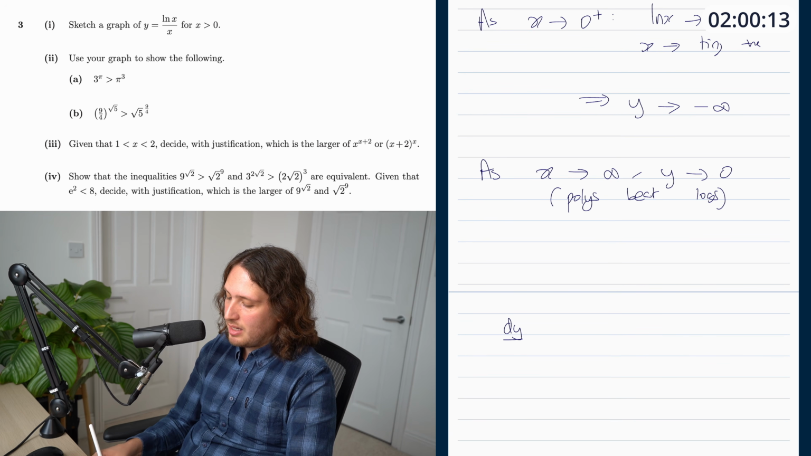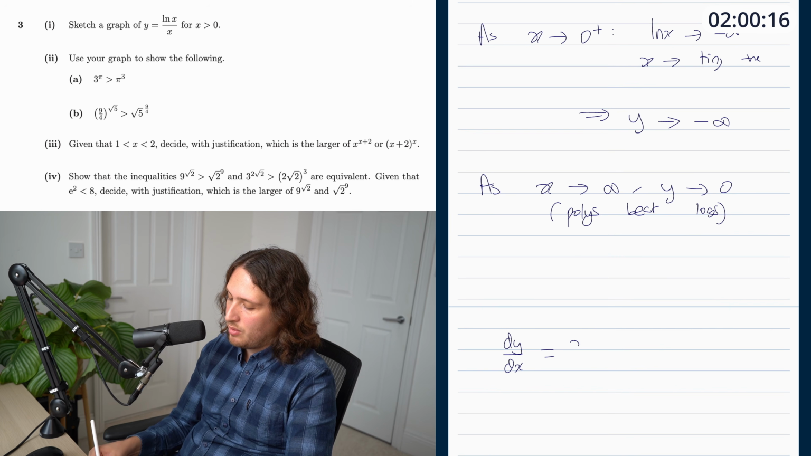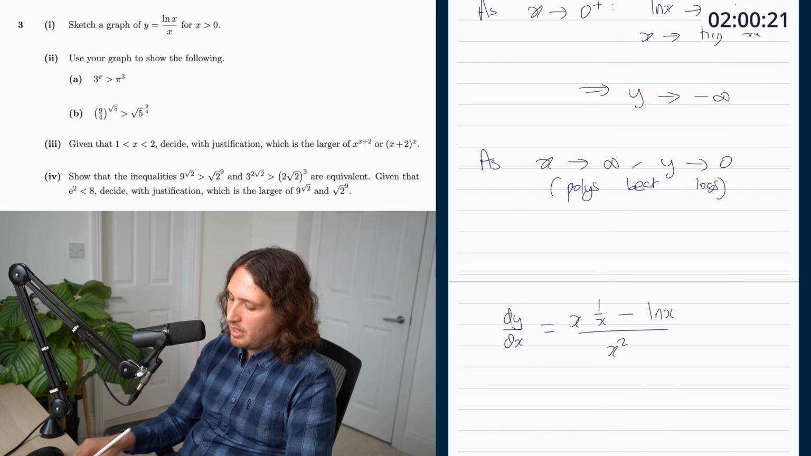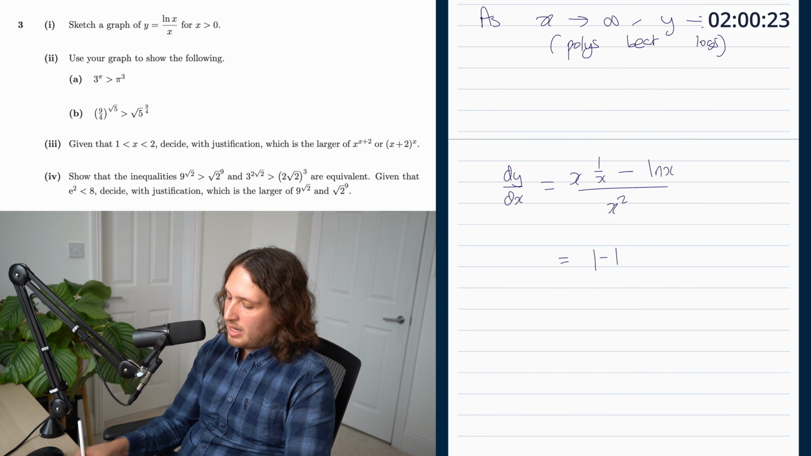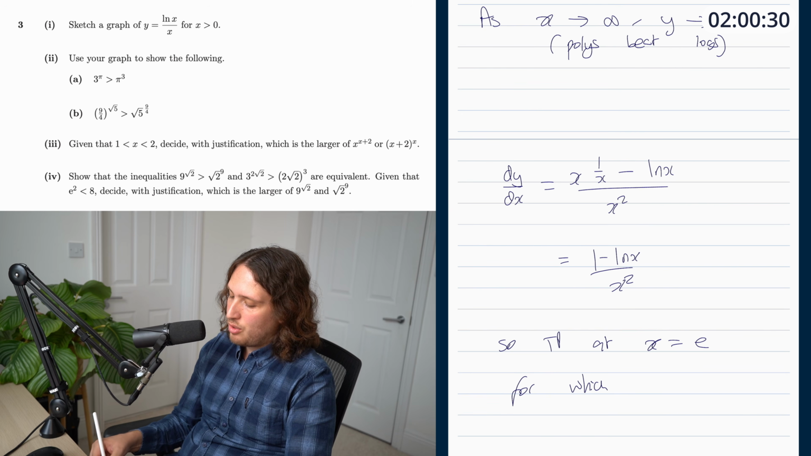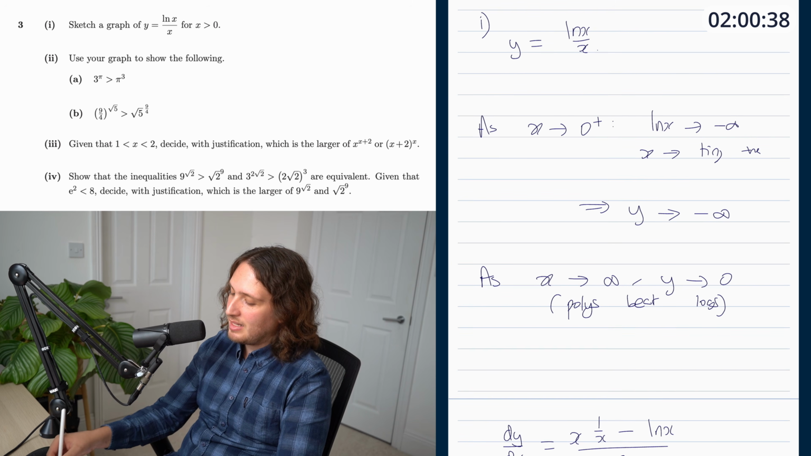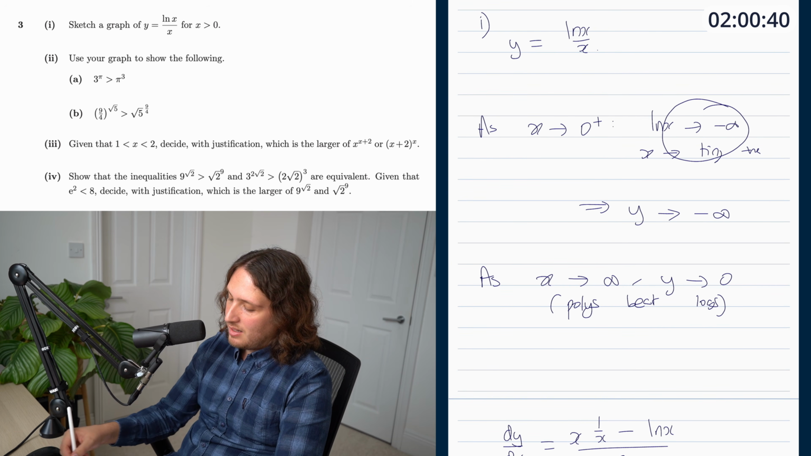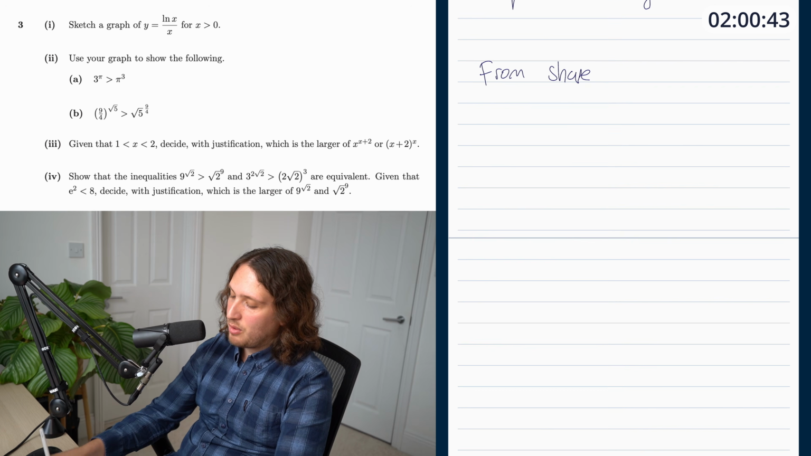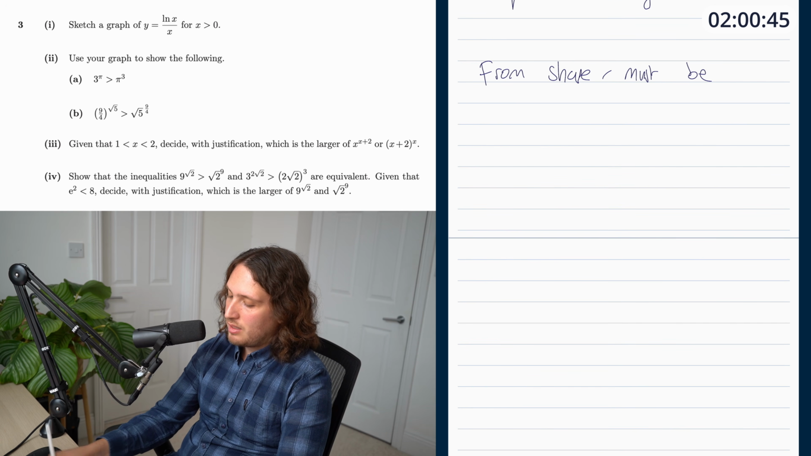And then I guess I can check turning points. dy by dx is low d high minus high d low over the square of what's below, which is (1 minus ln x) over x squared. So TP at x equals e, for which y is 1 over e. And I guess we can see from the shape, because I've said what it does there and there, it must be a local max. So there's no need to look at second derivatives.